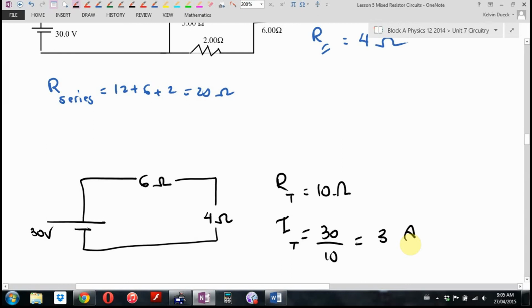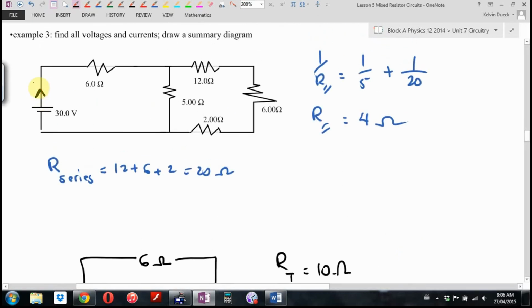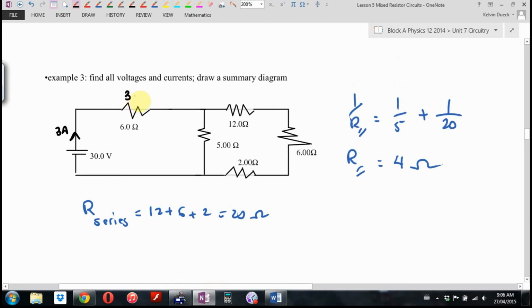What did we just find, Ryan? Right here, I have 3 amps. What does that help with? I know up here, 3 amps. Then it splits up. Don't know how. Oh, but how many volts up there do I lose? 18. Leaving how much, Shelby?